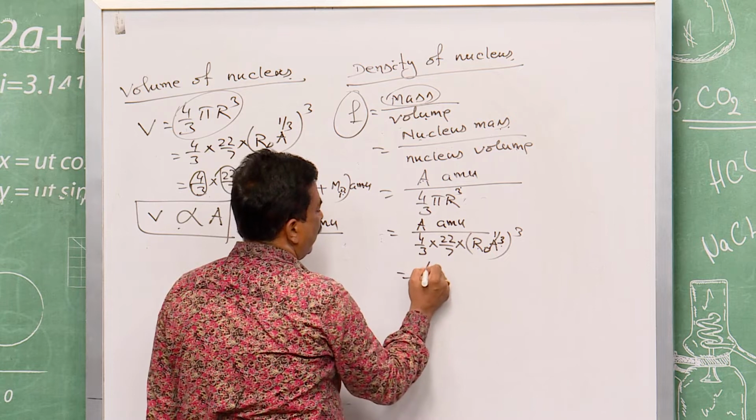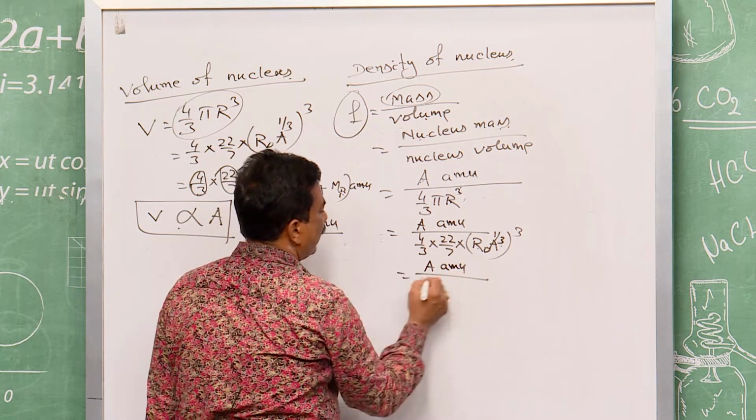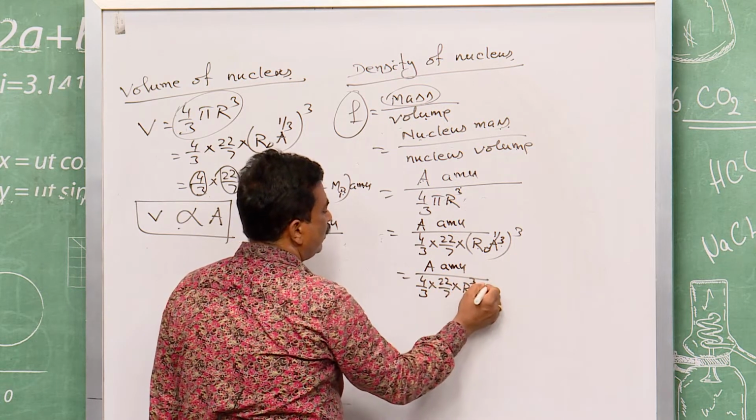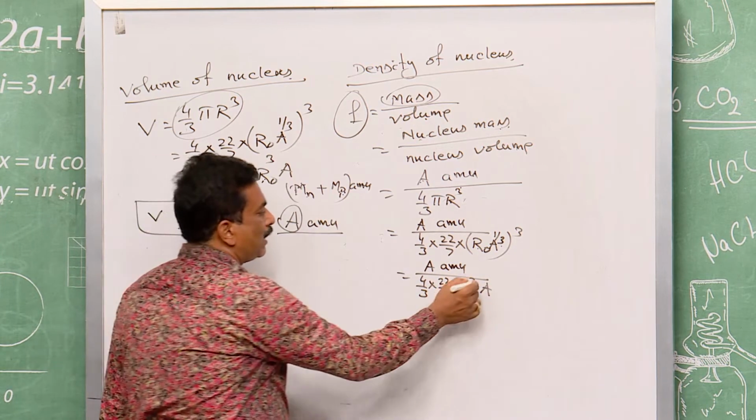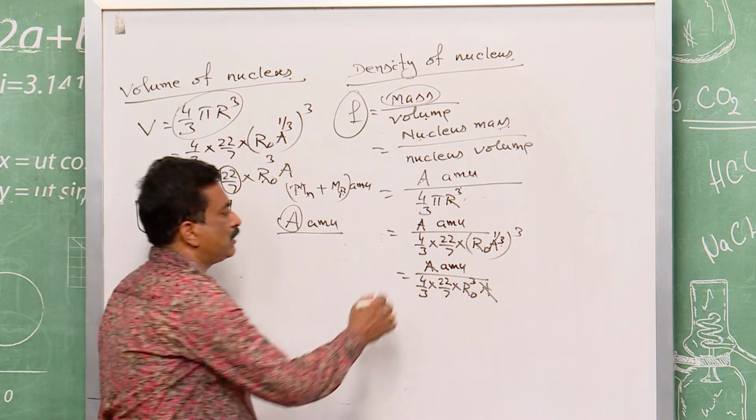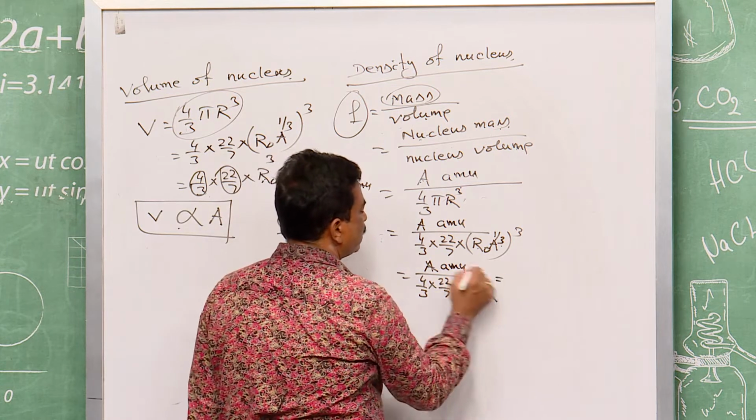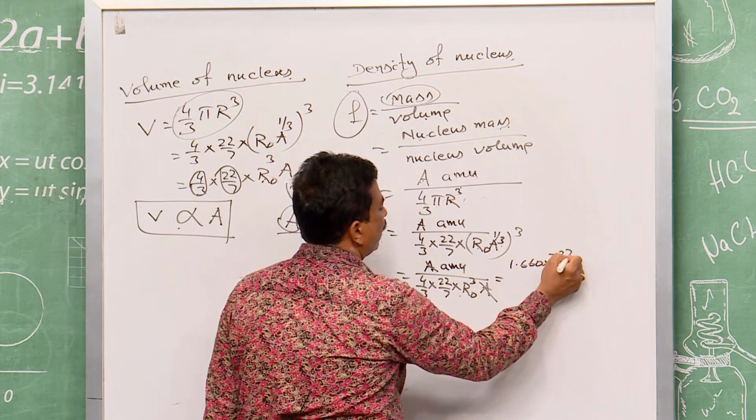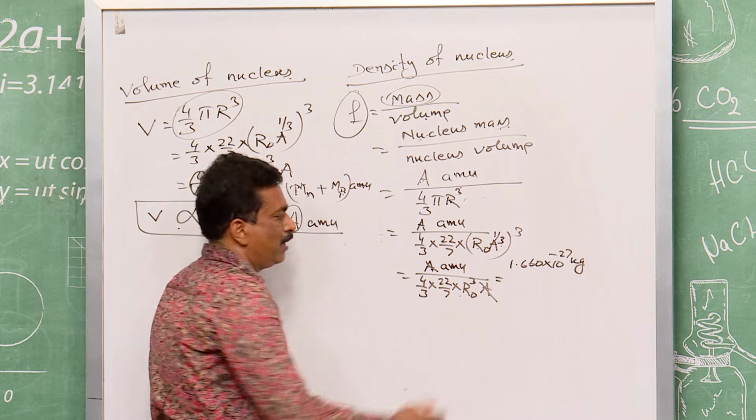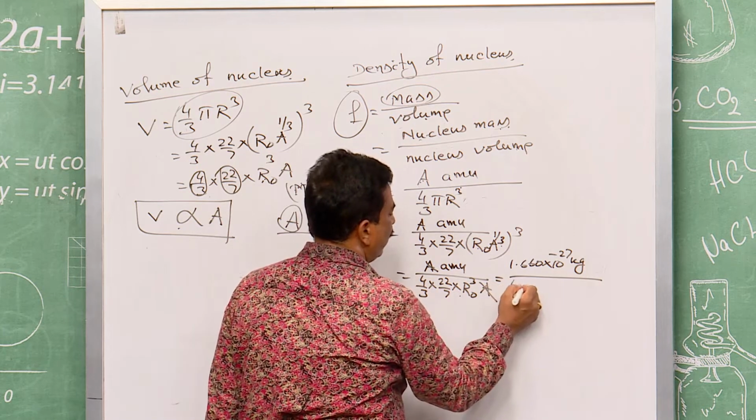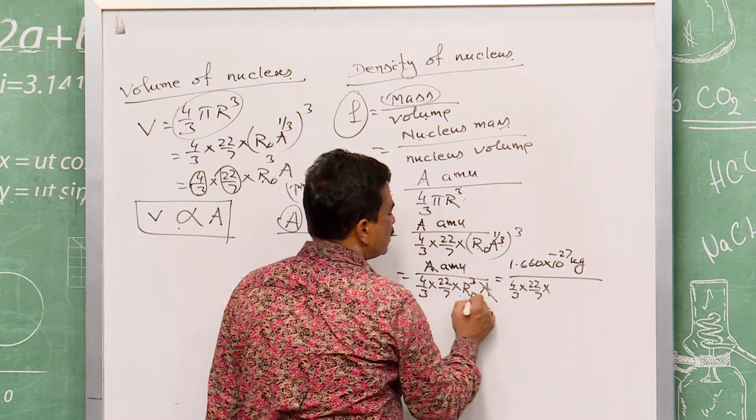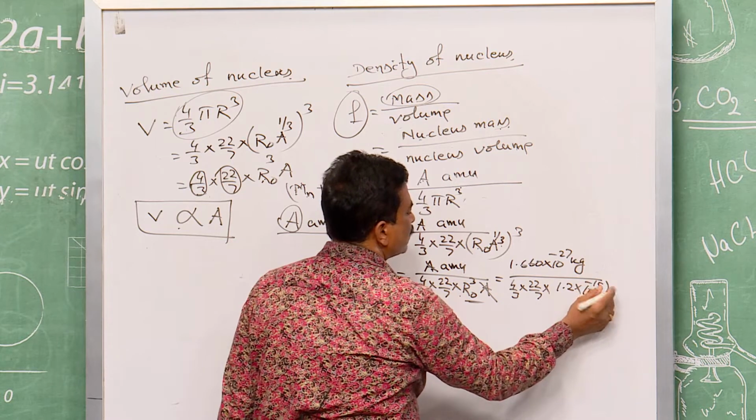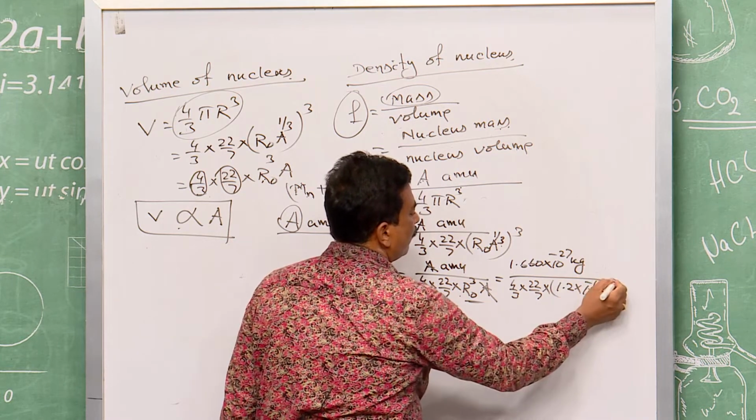So, that is equal to A mu by 4 by 3 into 22 by 7 into R0 cube A, and this A cancels with the A above. So, that is equal to A mu divided by this much. 1 A mu is equal to how much? 1.660 into 10 to the power of minus 27 kg divided by 4 by 3 into 22 by 7 into R0 cube, where R0 is 1.2 into 10 to the power of minus 15 meter.